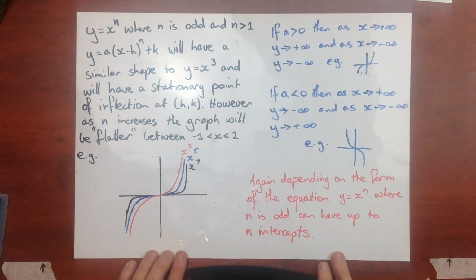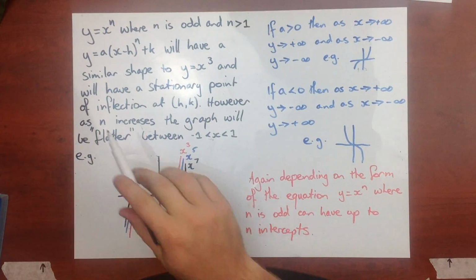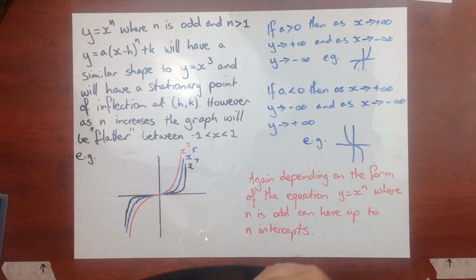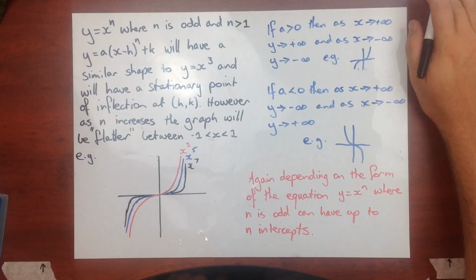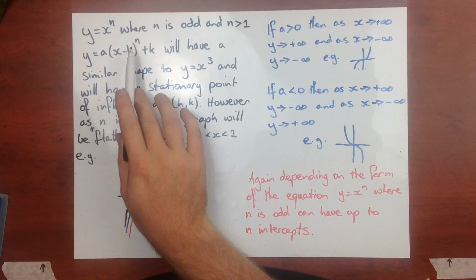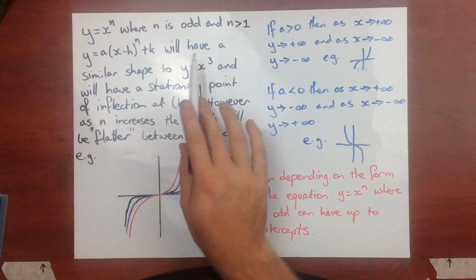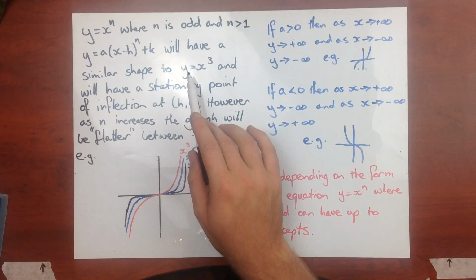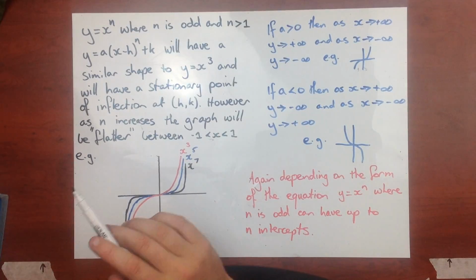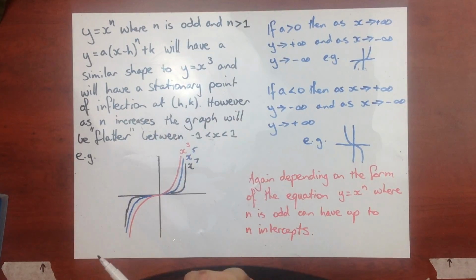Okay, so I'll just jump over to our next one here, which is talking about y equals x to the power n, where n is odd and n is greater than 1, which isn't true for the other one too. Should have pointed that out. Okay, so we have y equals a(x − h) to the power n plus k. Well, they'll have a similar shape this time to our cubic, or our y equals x to the power 3. It'll have a stationary point of inflection at (h, k) still.